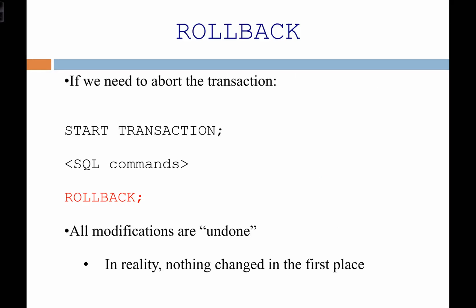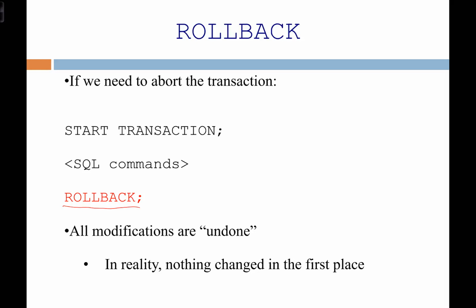Alternatively, if we detect that something has gone wrong and we know that we don't want to complete the transaction, or we can't complete the transaction, then we can roll back instead of commit. And that has the same effect as if the server automatically detects that something went wrong with the transaction. It will just undo any changes that it had made up to that point.